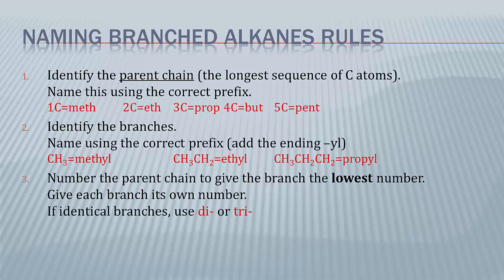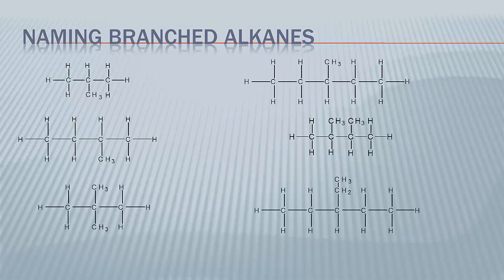The second step is to identify the branches. Name these branches using a correct prefix, but change the ending to -yl, so for 1 carbon it would be methyl, a 2-carbon branch, ethyl. The third step is to number the parent chain to give the branch the lowest number possible. Give each branch its own number, and if there are identical branches, we'll use a prefix, di or tri to show this. Let's look at some examples.